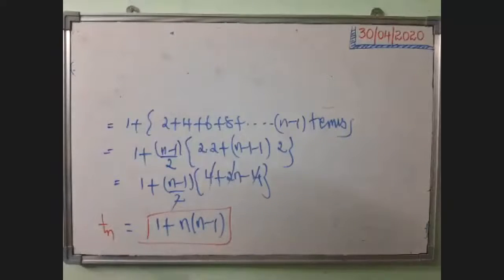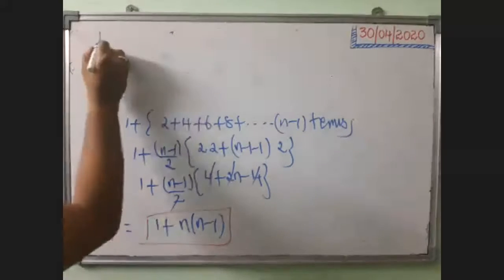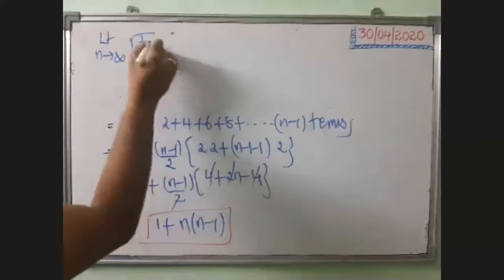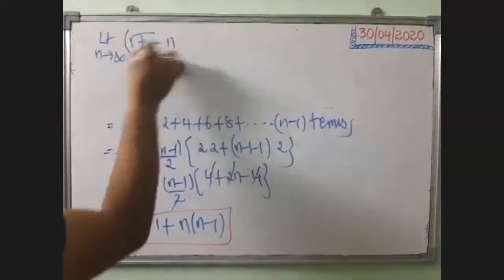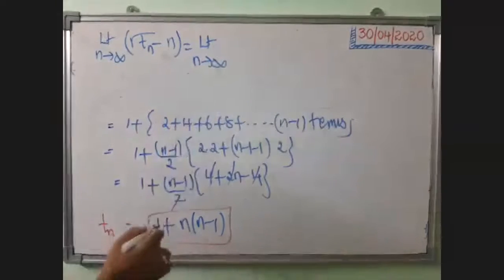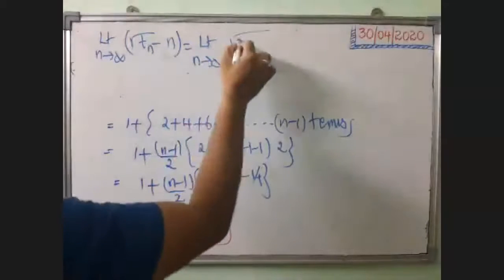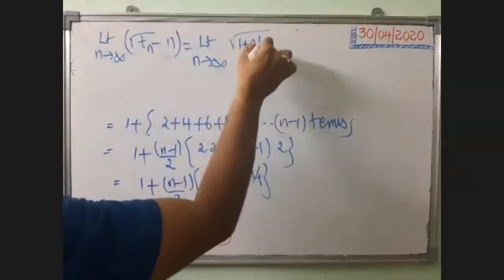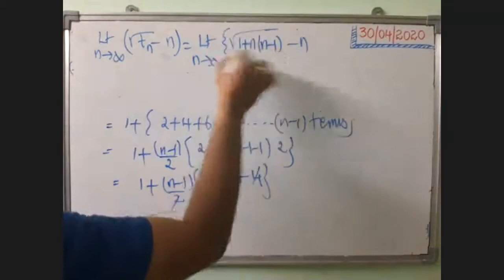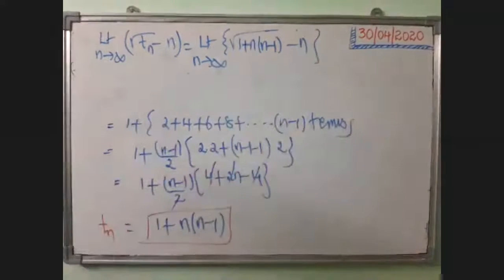So the problem is to find the limit as n tends to infinity of root of Tn minus n. This is equal to limit n tending to infinity, where root of Tn means this one: under root of (1 plus n) into (n minus 1), minus n. It's a pure problem from our limits, the infinite limit concept.